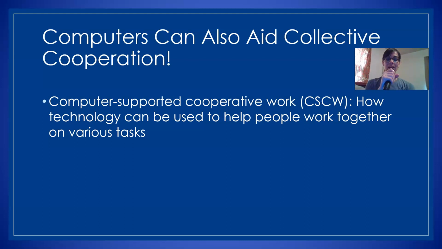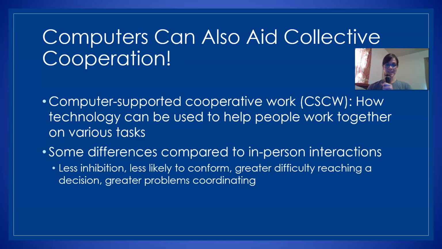So basically, people who are interested in these kinds of ideas are interested in how technology can be used to help people collaborate and work together on various tasks. Now, there are going to be some differences compared to in-person interactions. So for example, for my research methods class, usually I have collaboration in the form of peer review.